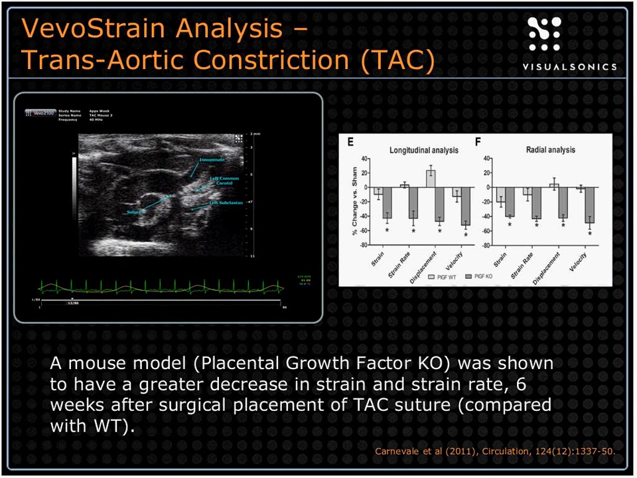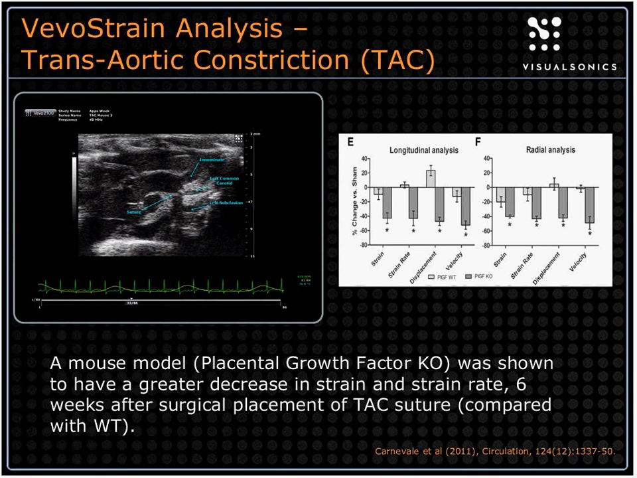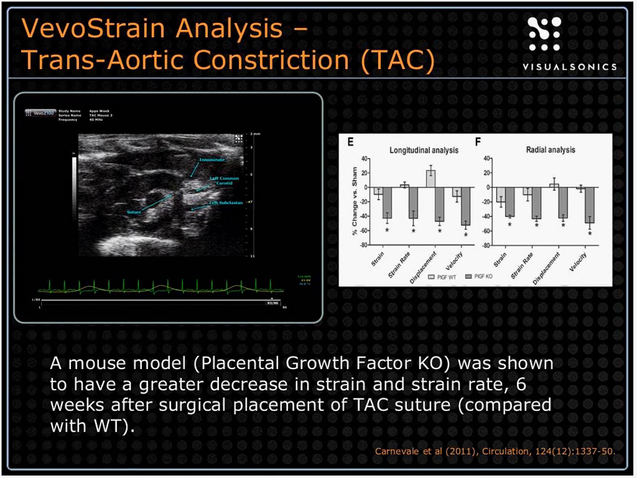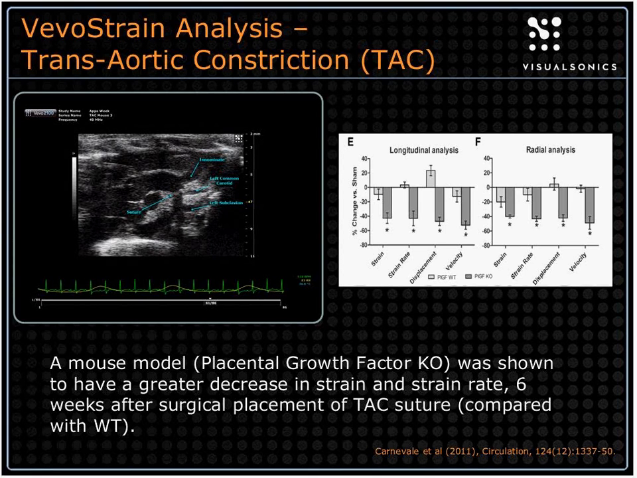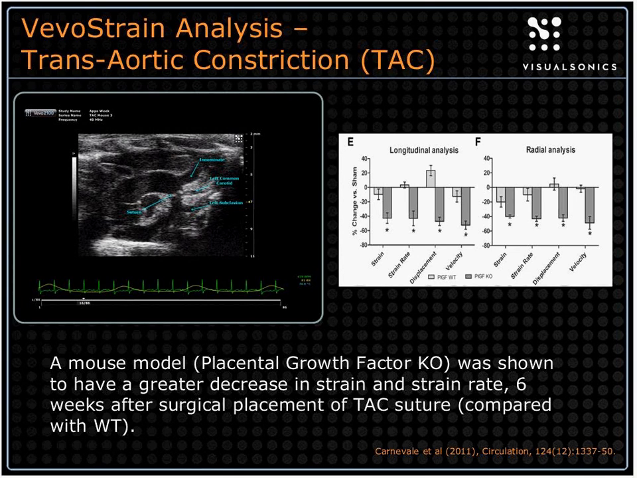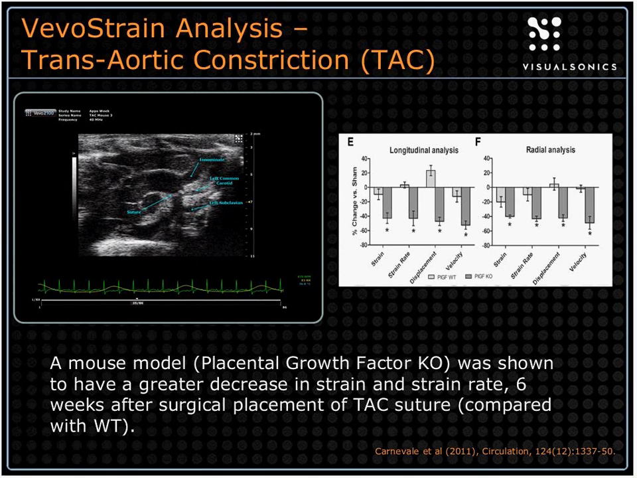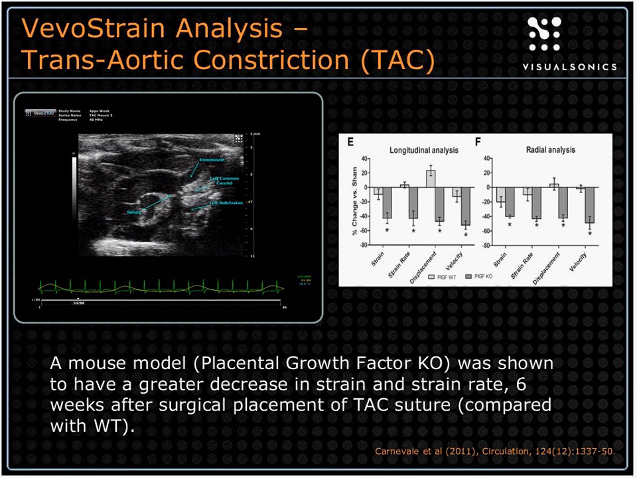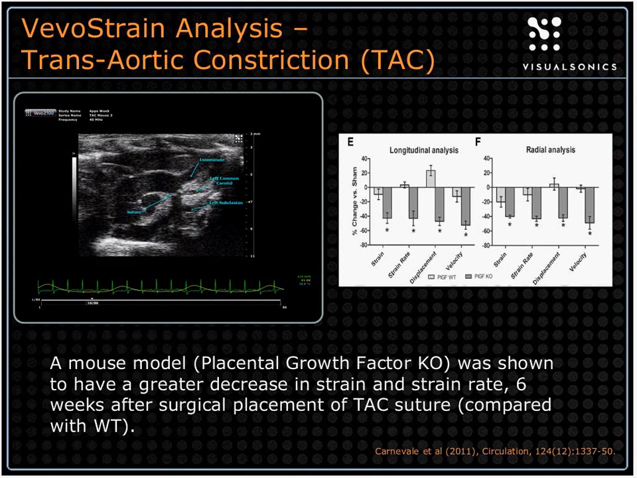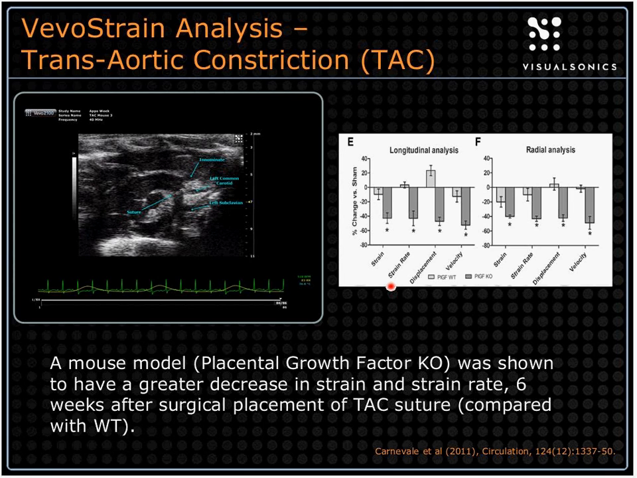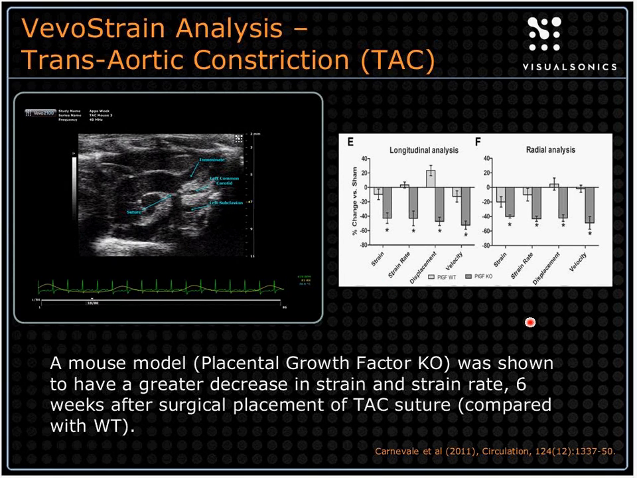Another paper that came out using our software was with respect to a transaortic constriction model, or a TAC model. In this paper, they used a mouse model, the placental growth factor knockout model, and it was shown to have greater decrease in strain and strain rate 6 weeks after surgical placement of the TAC suture compared to the wild type. So this paper compared strain, displacement, and velocity between the 2 groups, and they found clear differences between the 2.